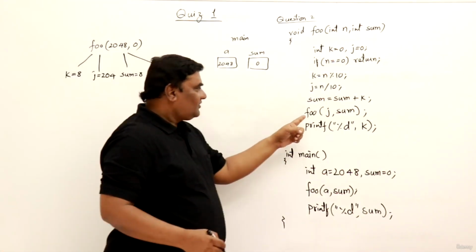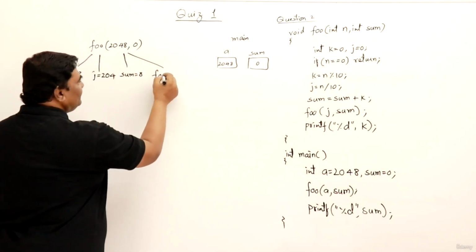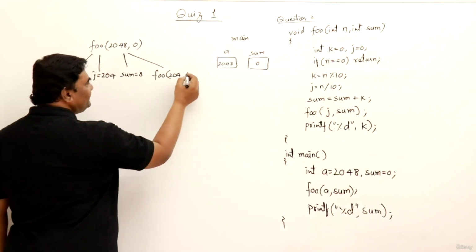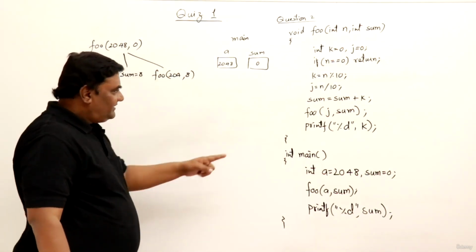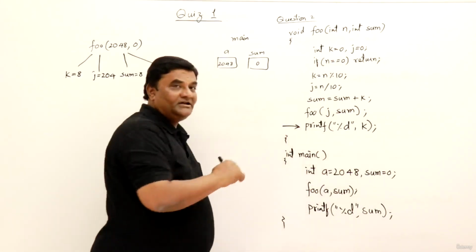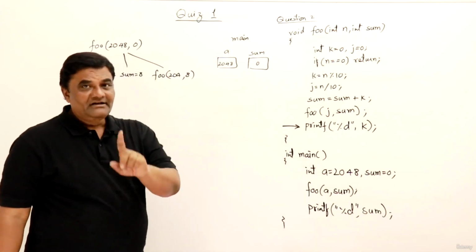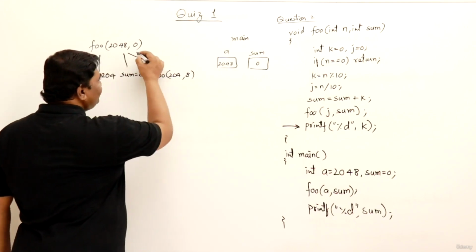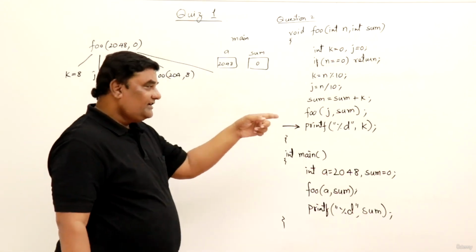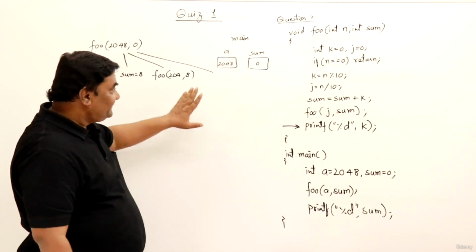The next step, call itself for j and sum. Call itself for j, that is 204, and sum is 8. Then one more step, print k. This step will not be performed now because it has called itself. So this will be performed at returning time. So I'll just leave a line here. Here we have to print k. Whatever the value of k, that will be printed. Not now, at returning time. So let us continue with this call now.